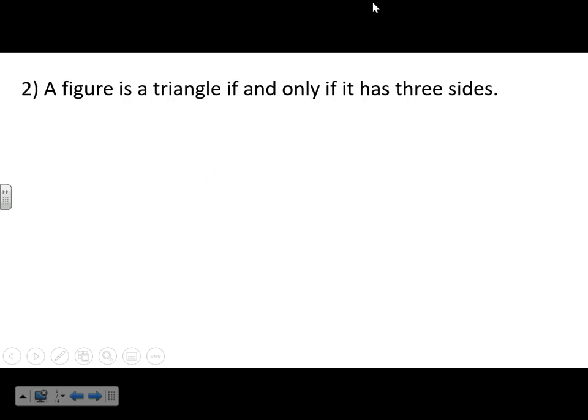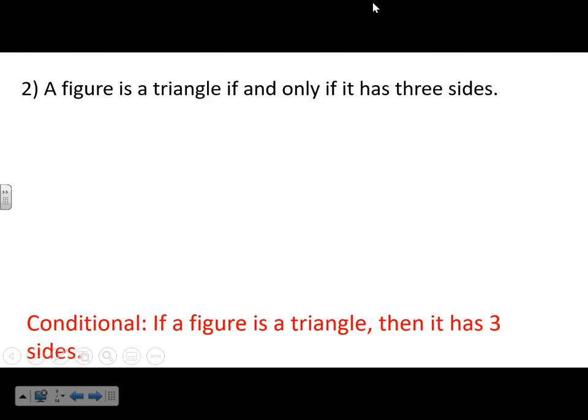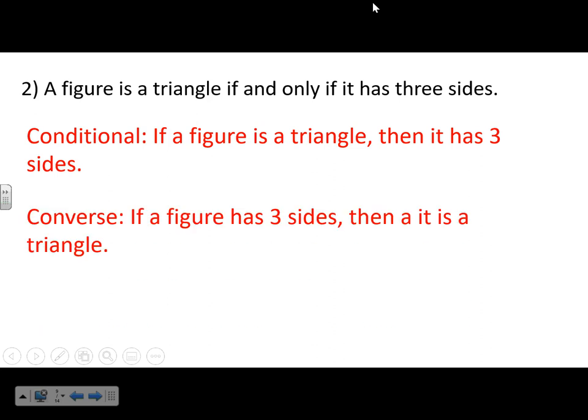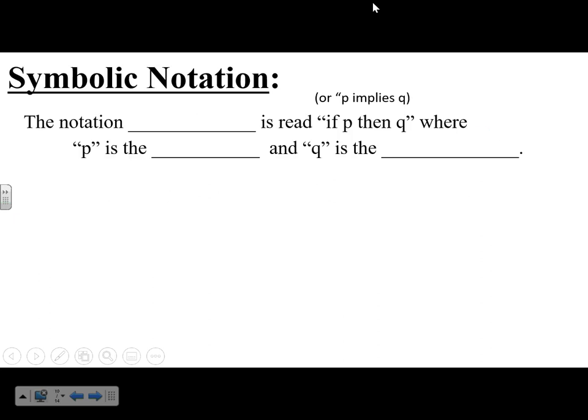A figure is a triangle if and only if it has 3 sides. So the conditional, if a figure is a triangle, then it has 3 sides. Converse, if a figure has 3 sides, then it is a triangle. Again, you could have those flip-flops. It doesn't make any difference.